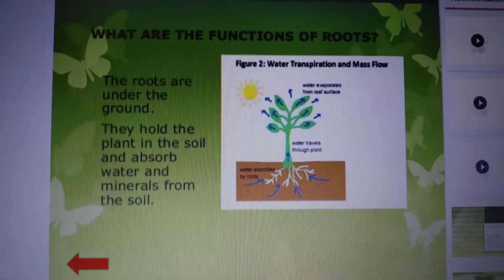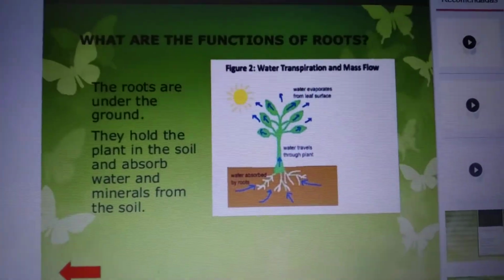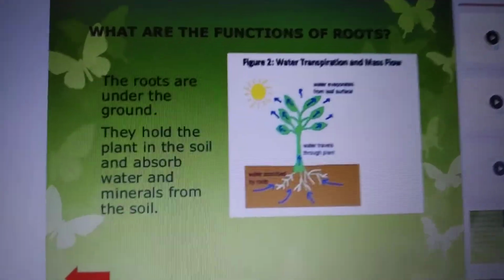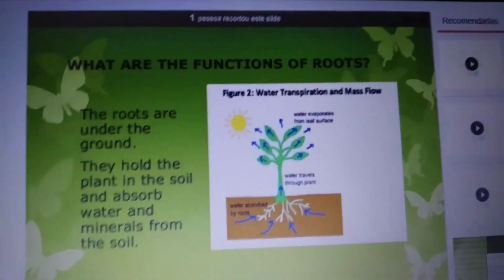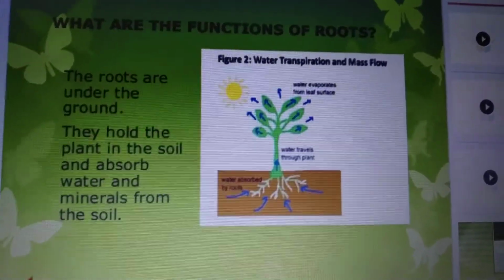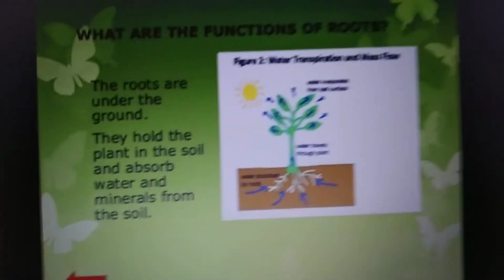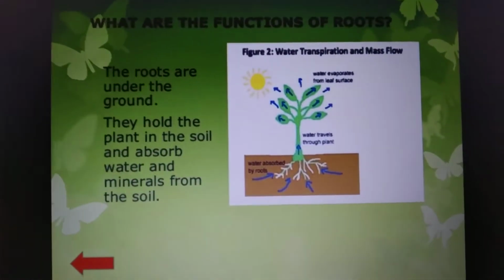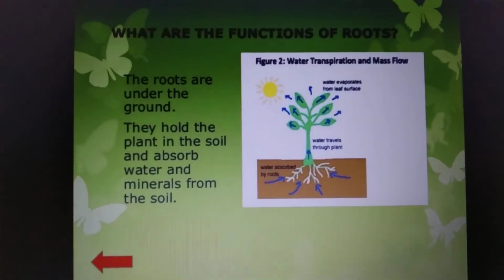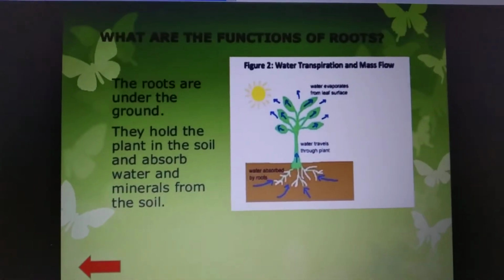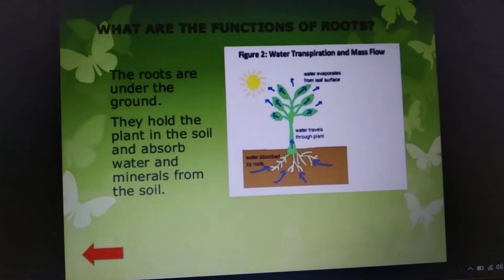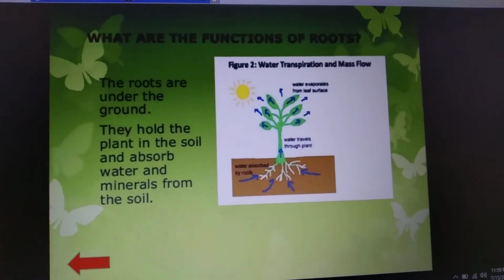Okay, children. So the roots, where will be the roots? Roots are under the ground. Roots will absorb water and minerals from the soil, and they are sent to different parts of the plant through the stem. Next function is that roots of some plants store food which can be used by the plant. And roots protect the soil. Roots will bind the soil and prevent soil erosion. These are the functions of the roots.